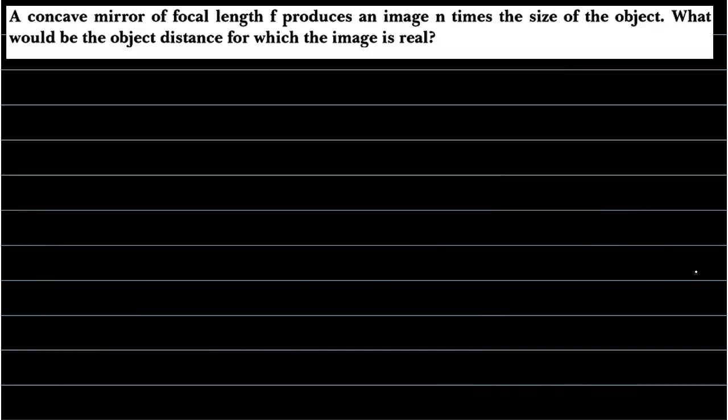Let's move to the next question. It is also a nice question. A concave mirror of focal length f produces an image n times the size of the object. That means m is given as minus n, which will be equal to minus v upon u. What would be the object distance for which the image is real?